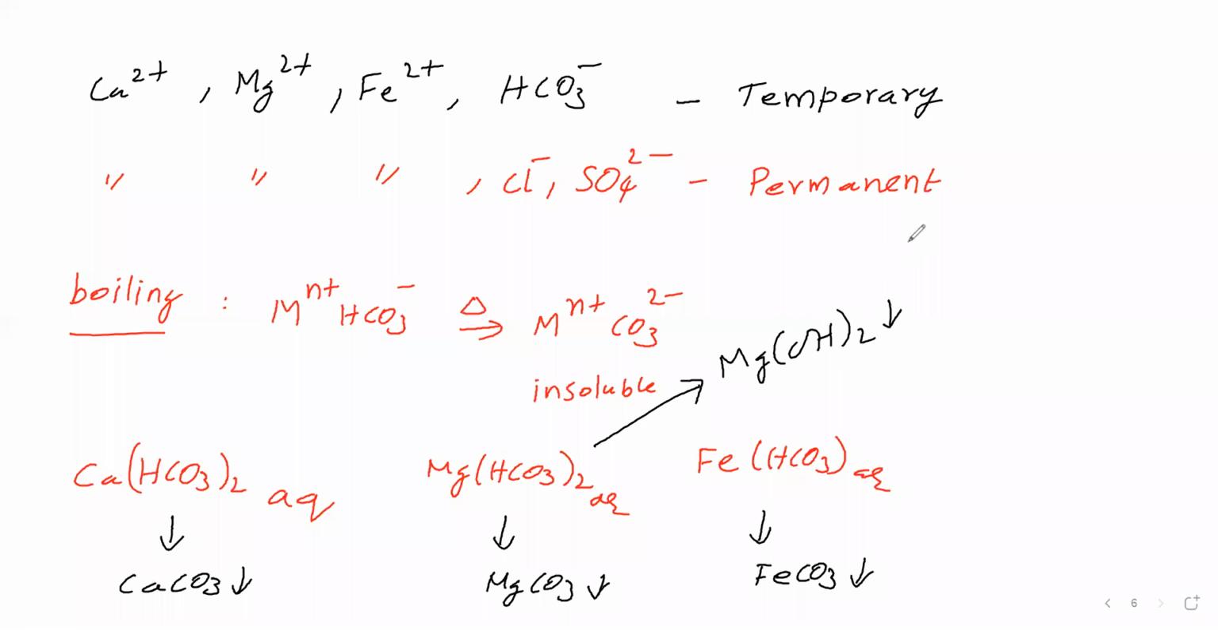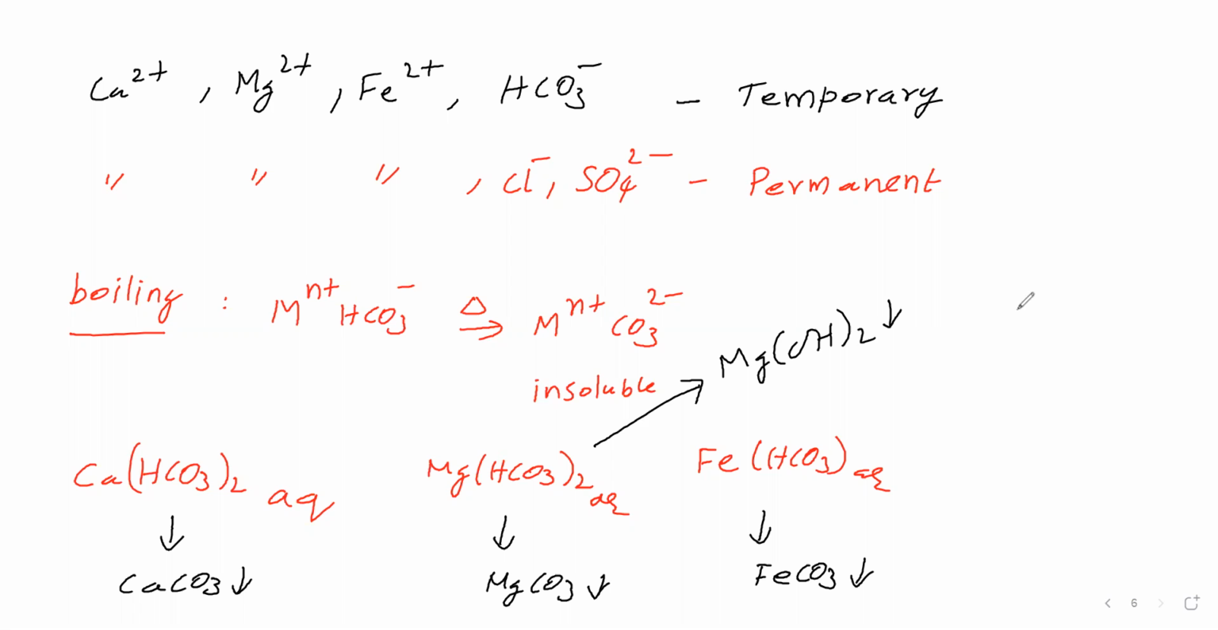So how do we remove temporary hardness? Take water and boil it. The salts causing temporary hardness become precipitates: calcium bicarbonate precipitates as calcium carbonate, and magnesium bicarbonate precipitates as magnesium hydroxide. Then filtration removes the precipitate. The filtered water does not have hardness; we call that soft water.